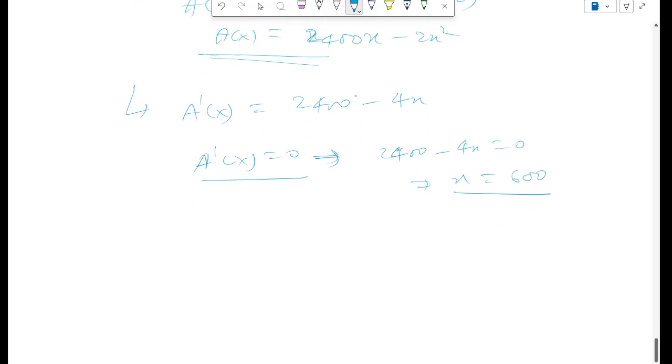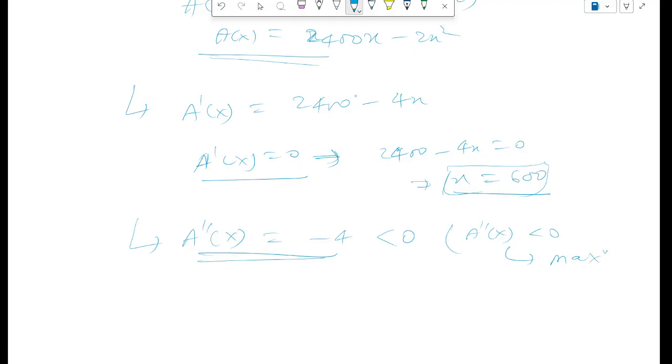Now, since we got x equal to 600, we do not know whether the area will be maximum at x equal to 600 or minimum. So for that we will use the second derivative test. We will calculate another derivative of the area function. Here we will get minus 4, right? Since this is less than 0 for all x, we can say that this area function at x equal to 600 is going to have a maxima, that is, a maximum value. We have already discussed this in the last video. Since A''(x) is less than 0, it gives us a maximum value.